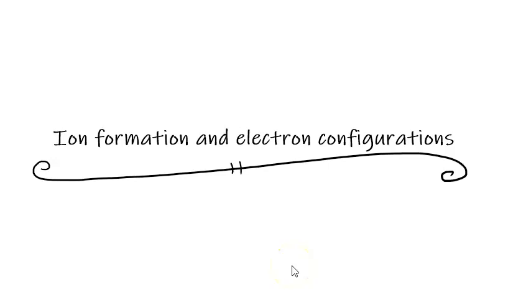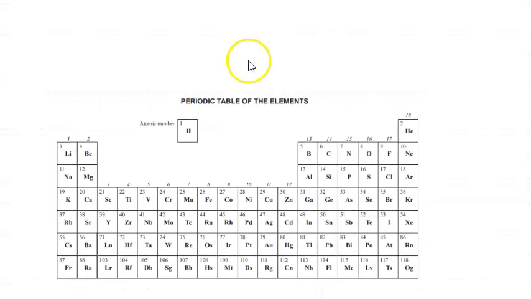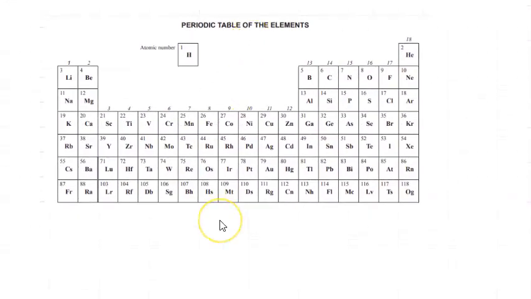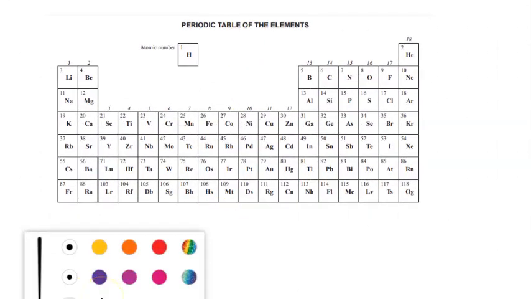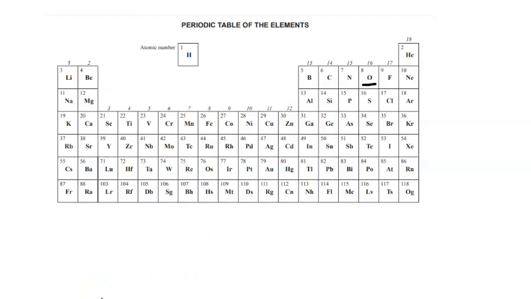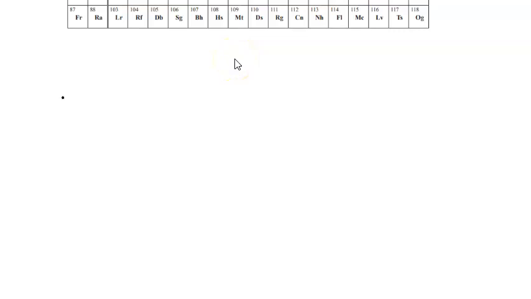Kia ora tātou. In this video we're going to look at ion formation and electron configurations. So we'll look at the periodic table again, and just to choose an example we'll go with oxygen. We'll look at the ion formation of oxygen. So first of all let's draw the atom, an oxygen atom.